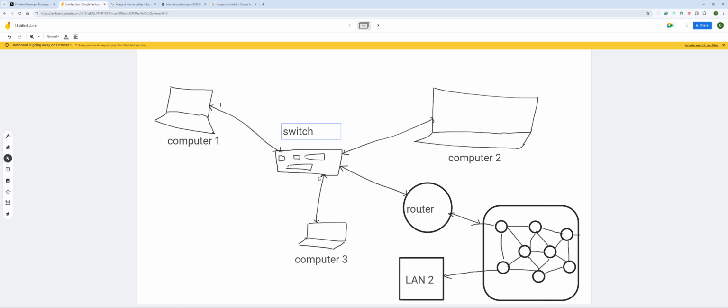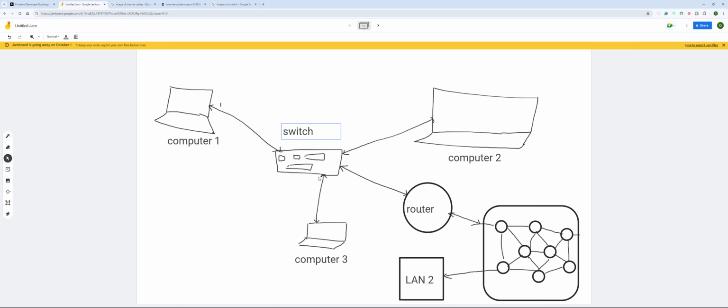So if computer one wants to send data to computer three, it sends it to the switch. The switch reads the destination port of that packet, a packet being the name we call the data that is moved across computers, and sends it to the corresponding computer. That's what the switch is. That's what the LAN is. That is how a LAN works.